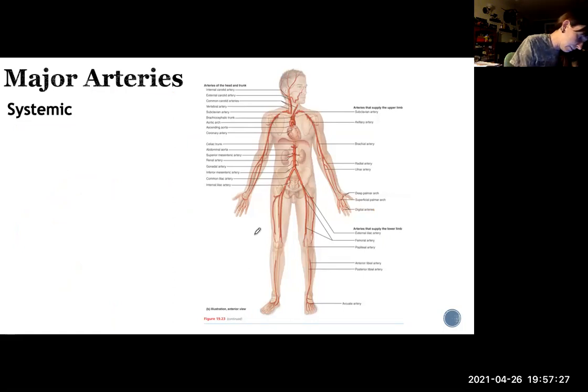So don't panic here. From the heart, you need to know the ascending aorta, the aortic arch, the brachiocephalic trunk, to the subclavian artery. You need to know your common carotid arteries. You need to know your external and internal carotid arteries. These branch from the common. So you have common, and then you're going to have internal and external. You will see this pattern again.